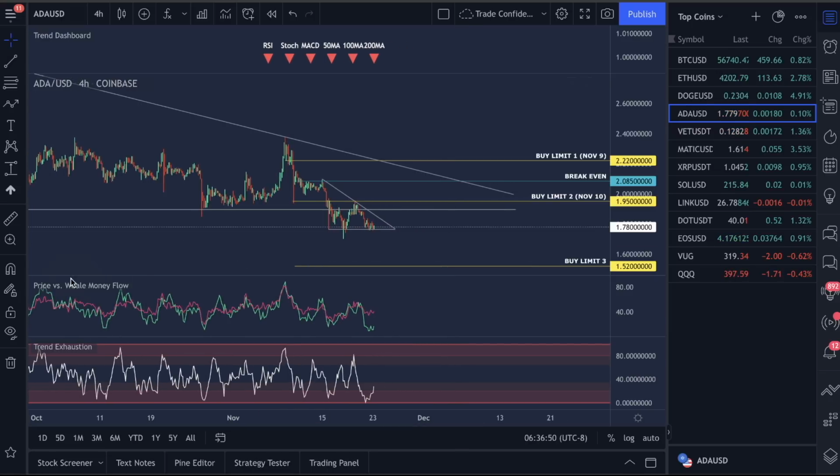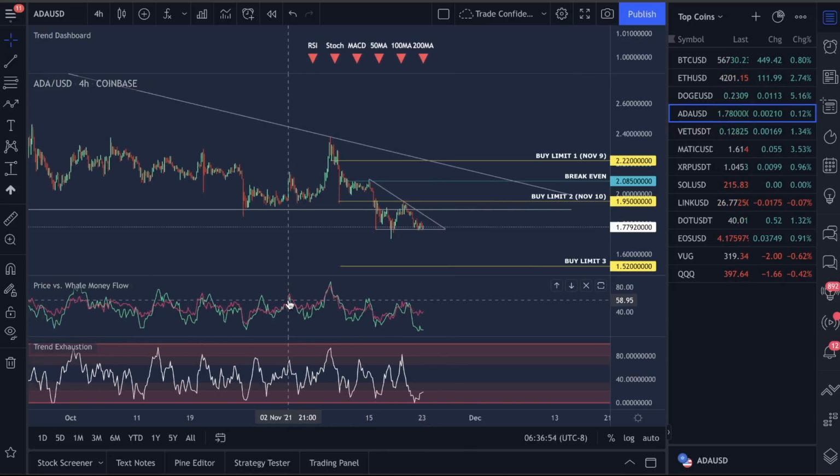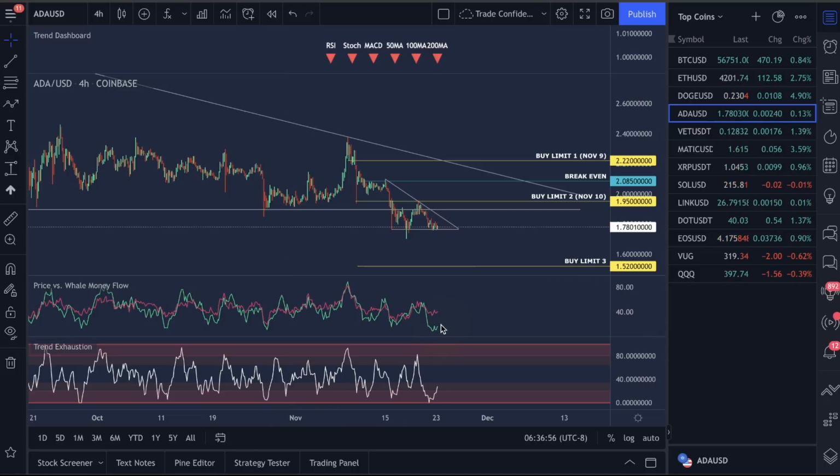Okay, take a look at this: price, swell money flow and trend exhaustion. What are we seeing on the charts here? If we look at this, we are pushed down into the bottom section, and I do believe we are going to see ADA head back up. Okay, why? If you look at the past, what's happened when we've gotten this low, it has been over here.